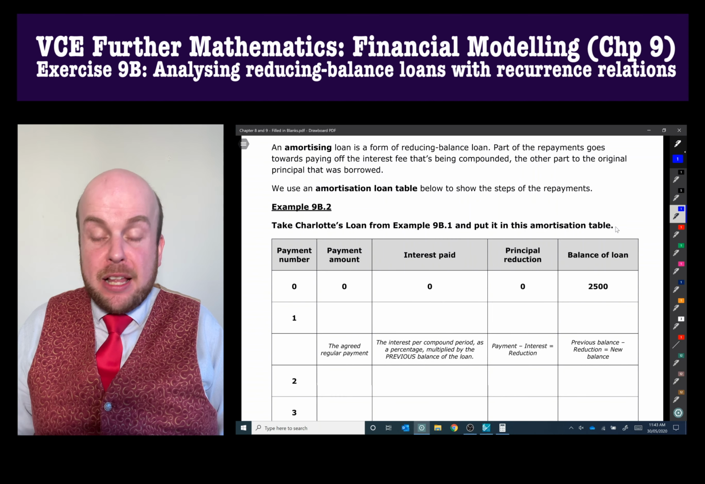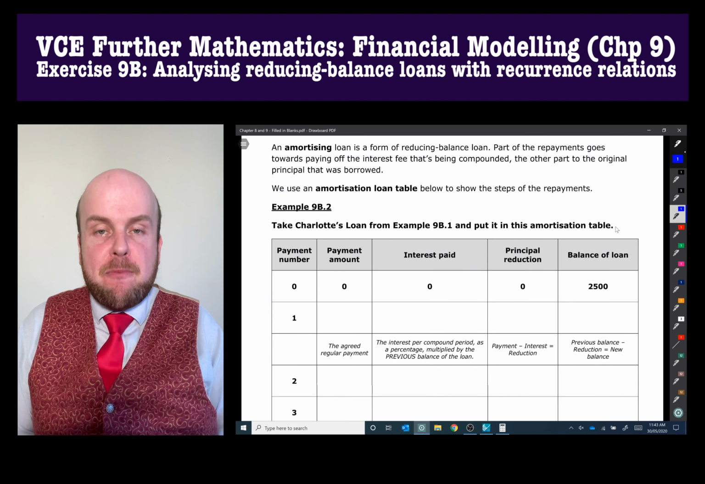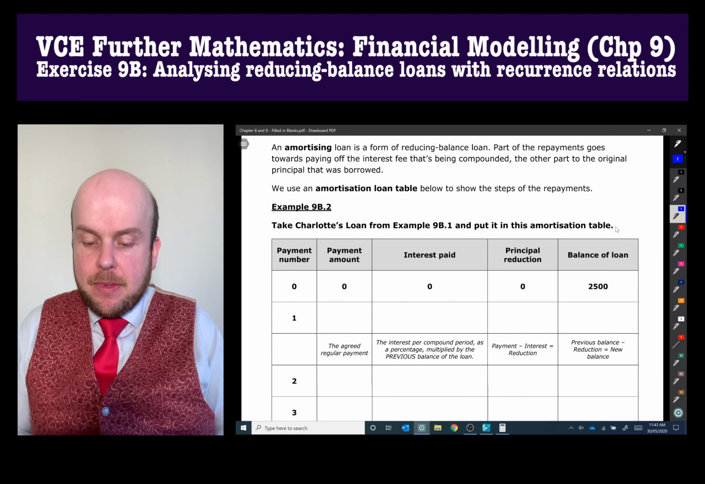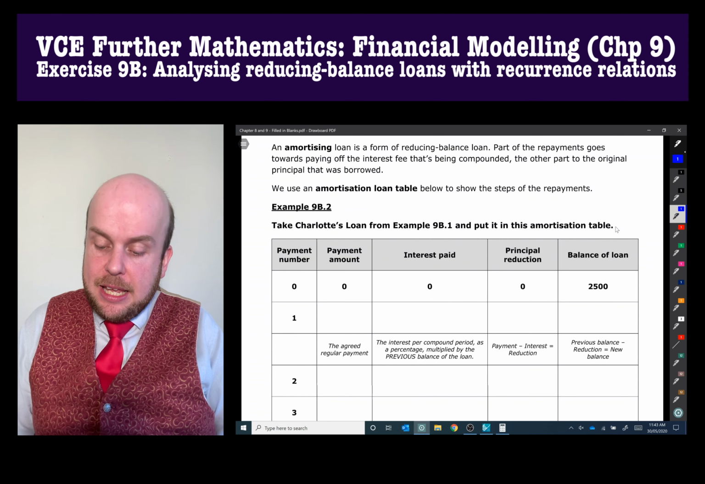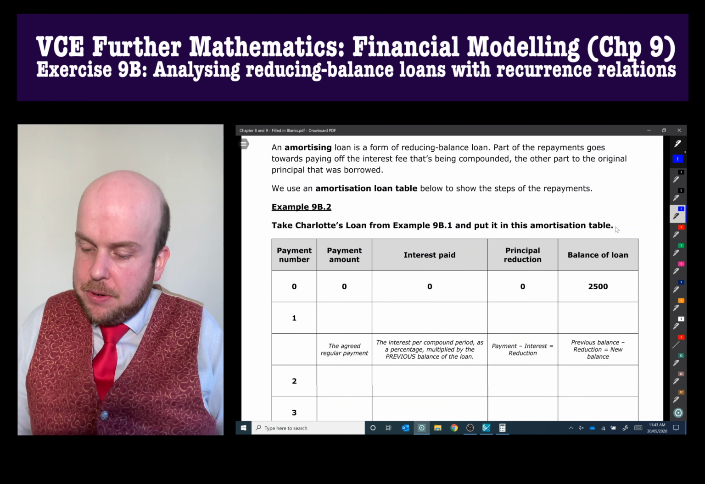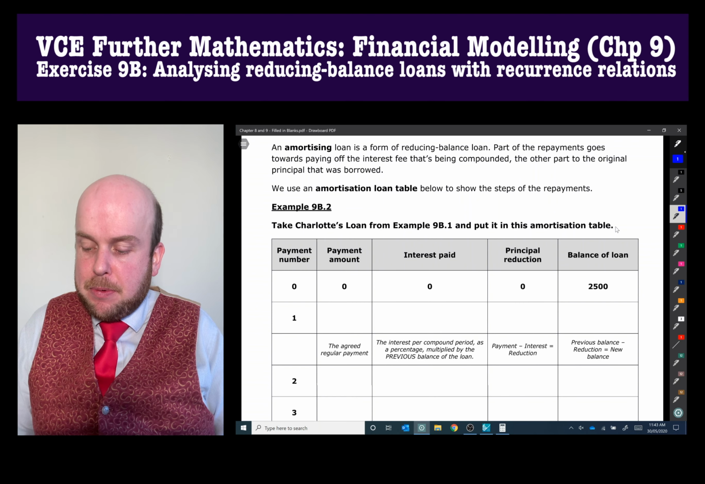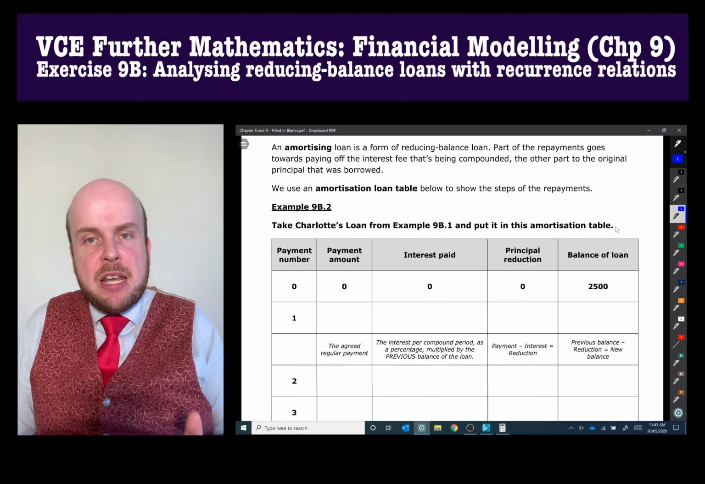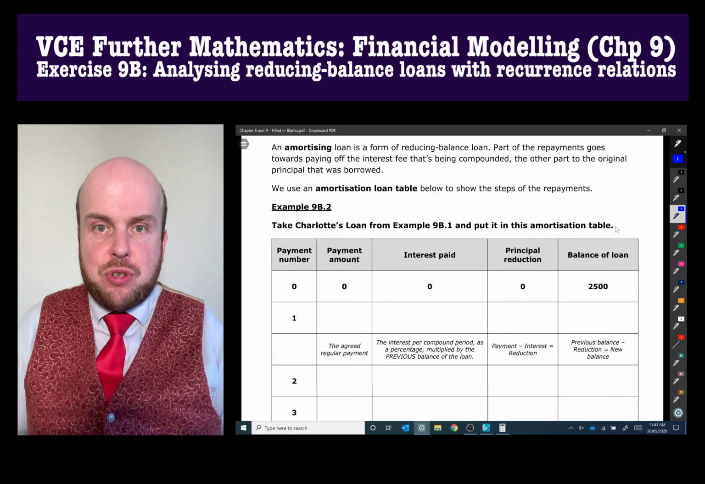We look at that top row here. The 0 on the left here is the payment number. Initially she hasn't made any payments yet, so she hasn't paid anything in the payment amount. And in the interest paid, she hasn't paid anything because we haven't even started the loan yet. Certainly there's nothing taken off the principal reduction. But we do definitely have a balance of the loan initially from day one that she's been given from the bank, and it's $2,500.